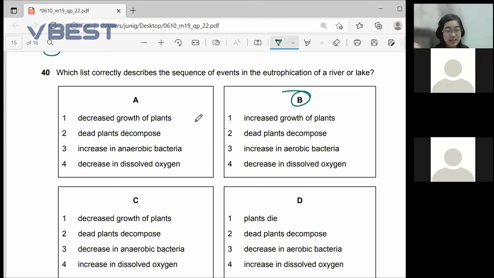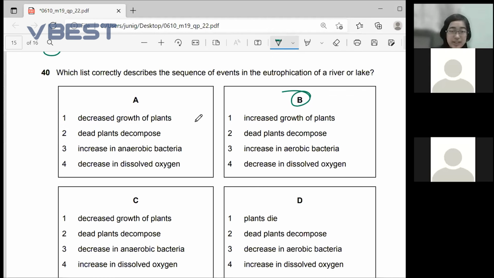They die, and then the bacteria come and decompose these dead plants, which will consume oxygen, because in the end the bacteria are also doing respiration, right? They consume oxygen, release carbon dioxide, then the concentration of oxygen in the lake decreases, right? And this will cause the rest of the fish and other organisms to die out because of lack of oxygen. That is eutrophication. All right.